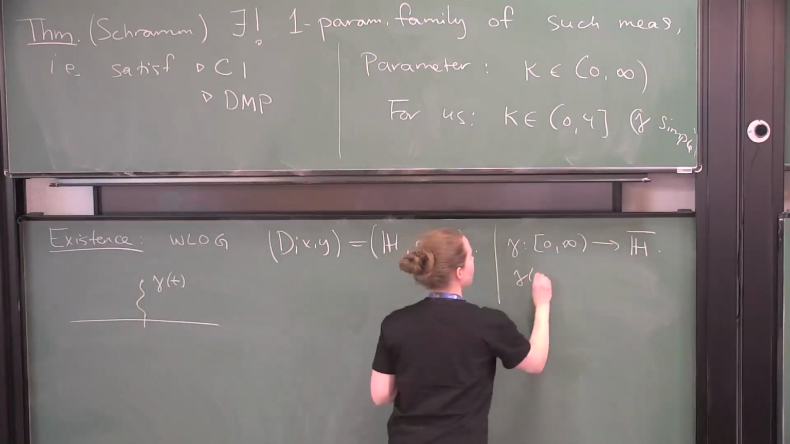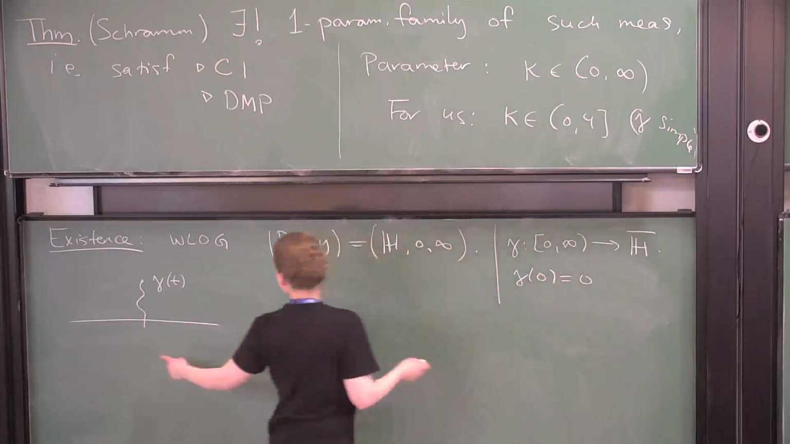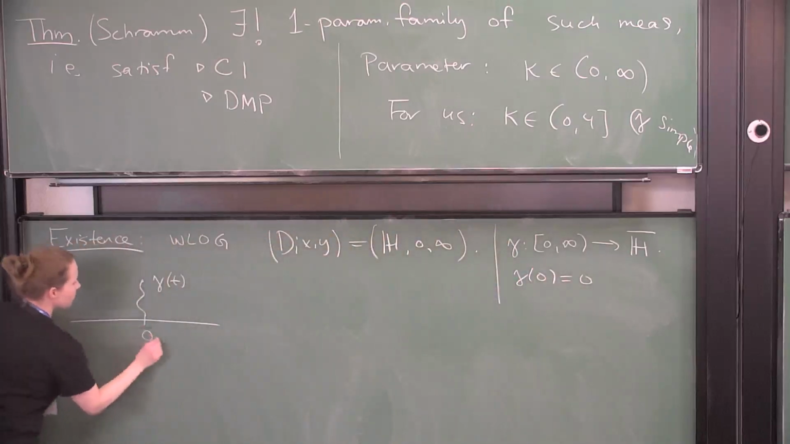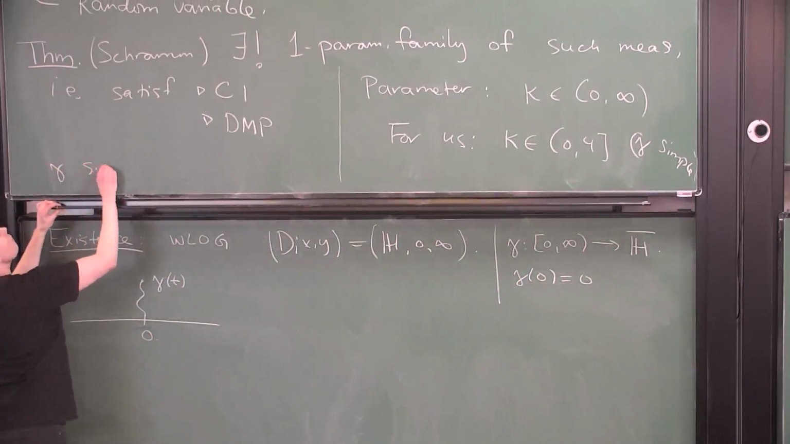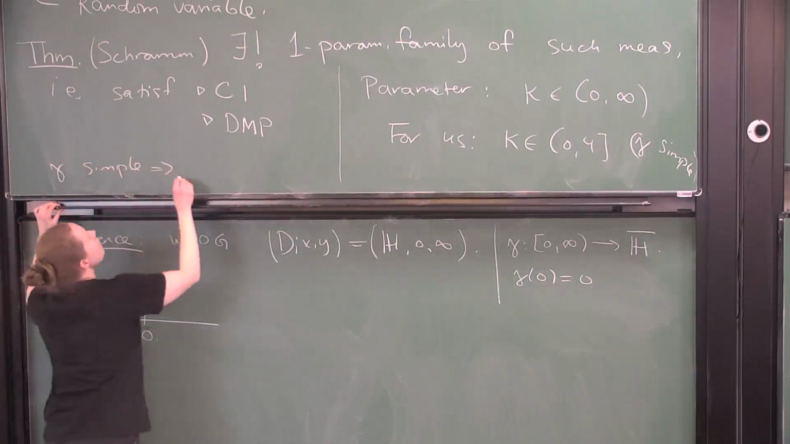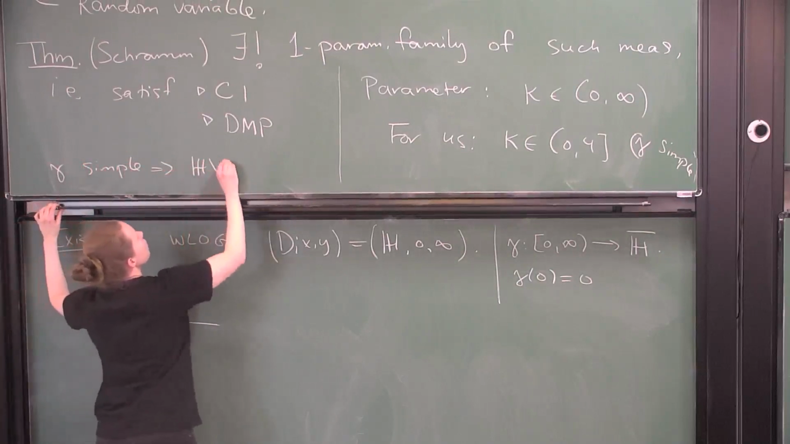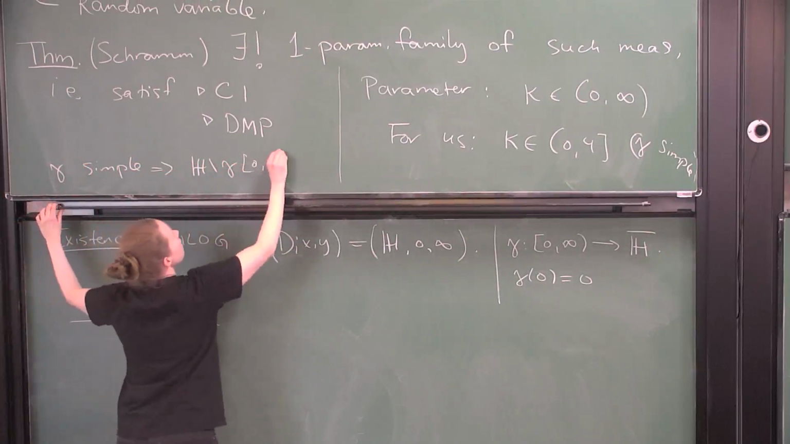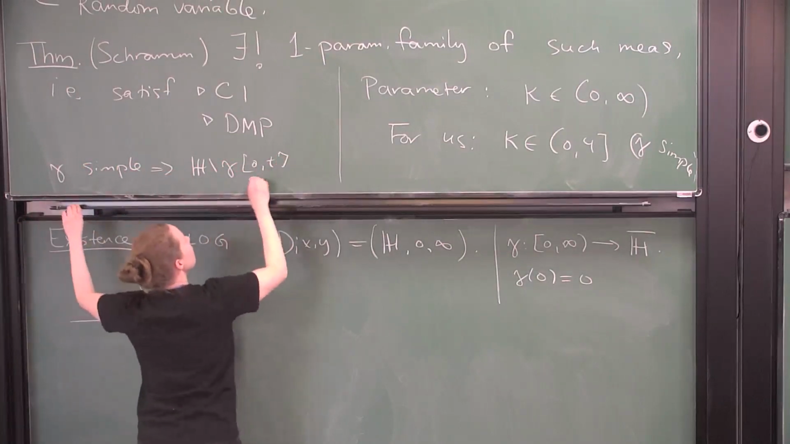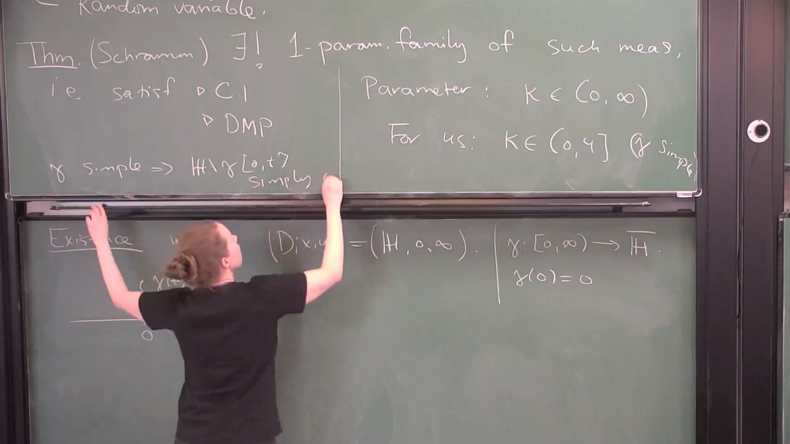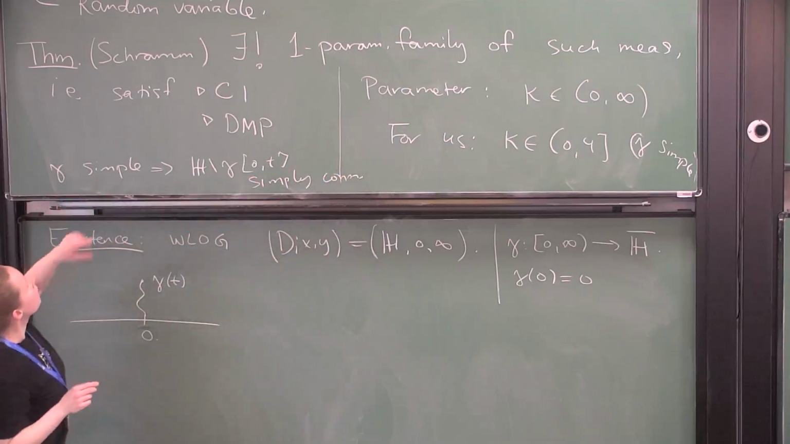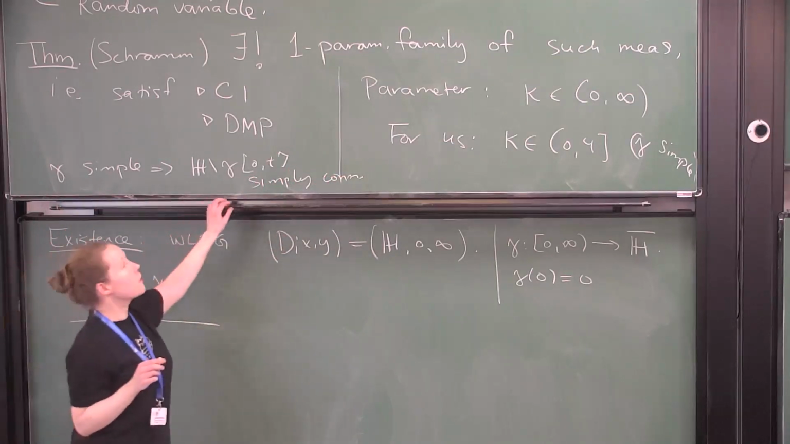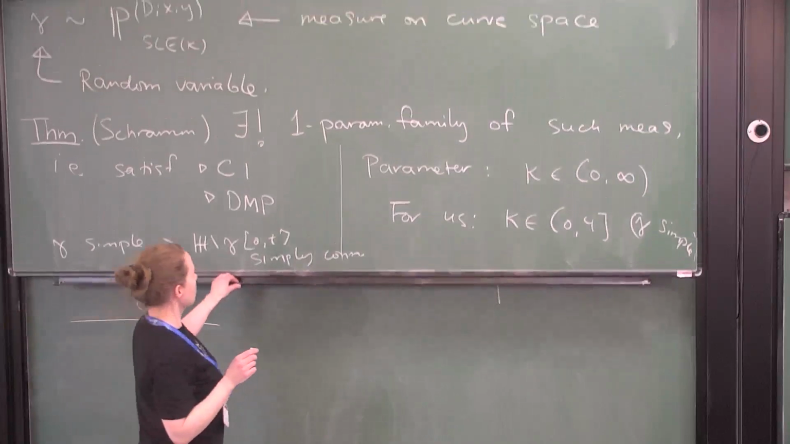And it's going to start from 0, which is just convenient. And okay, let's assume the simple curve region, because then h minus this info, this is simply connected. And everything is fine. I should probably say here that this is the case of simply connected moduli.